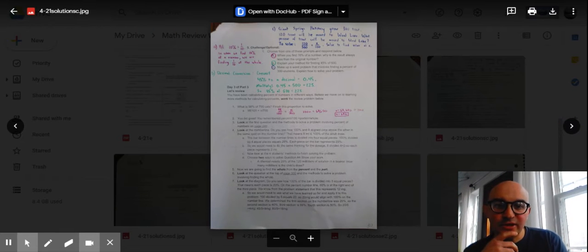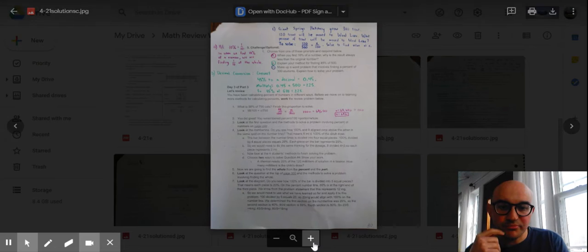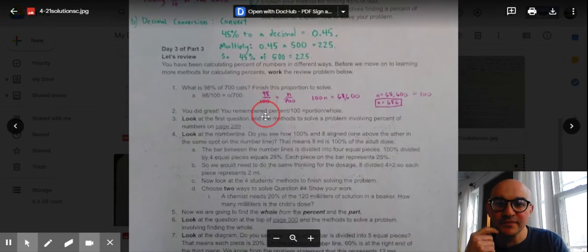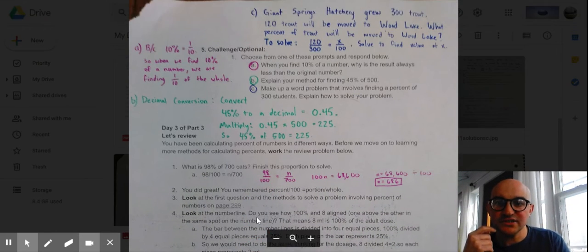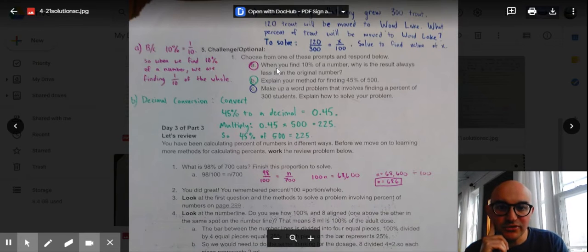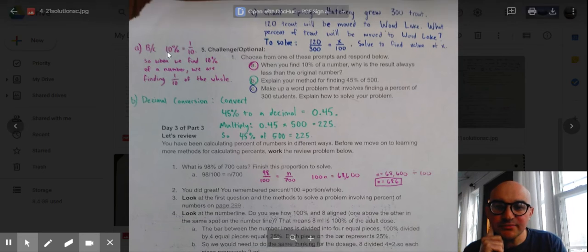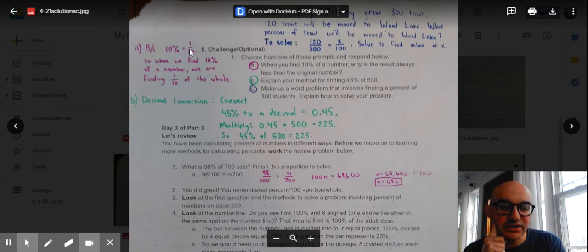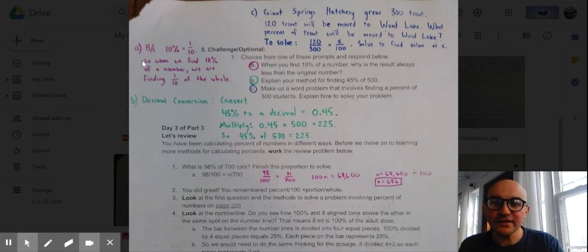And then the final part, this is that challenge and optional part down here. And I did each one of these in different colors. So A is in pink. When you find 10% of a number, why is the result always less than the original? Because 10% equals 1/10. Remember, we can always write percents as fractions, and so I just wrote 10% as its fraction, 1/10. And so when we find 10% of a number, we're really finding 1/10 of the whole, and of course 1/10 of the whole is less than the whole. So that answers part A.